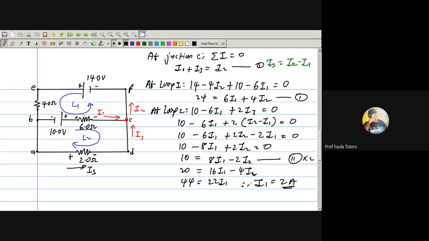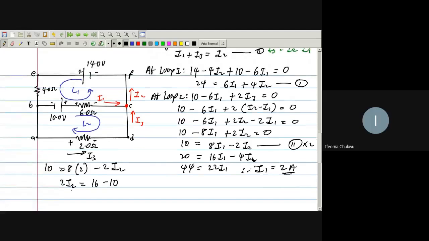So I've gotten my I1. How do I get my I2? You can just put it in this equation. I can say 10 equals 8I1, and my I1 is 2 ampere. So I can just say 2 minus 2I2. So my 2I2 equals 16 minus 10. So 2I2 equals 6. Therefore, my I2 equals what? 3 ampere. Exactly.